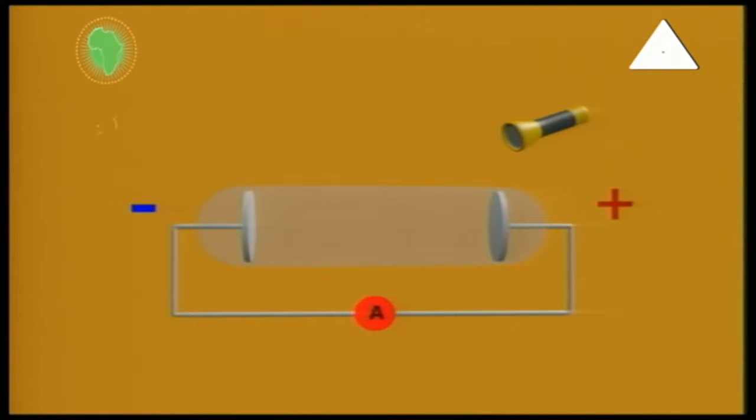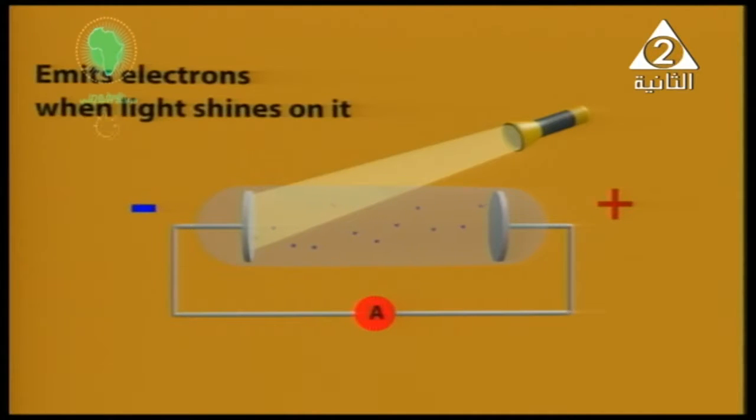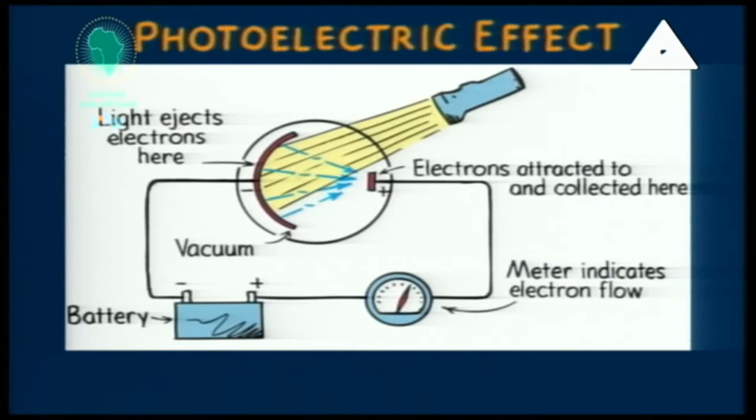Let me say the definition once again. It is emission of electrons from the surface of some metals when irradiated with electromagnetic radiations, when electromagnetic radiations fall on the surface of these metals. But these radiations should have sufficiently high frequency. So you should focus on this expression, sufficiently high frequency, okay?